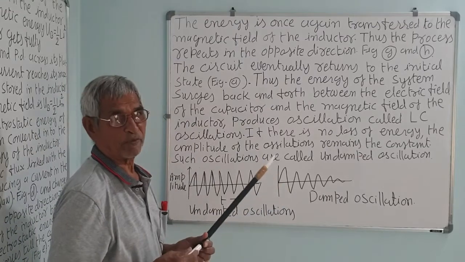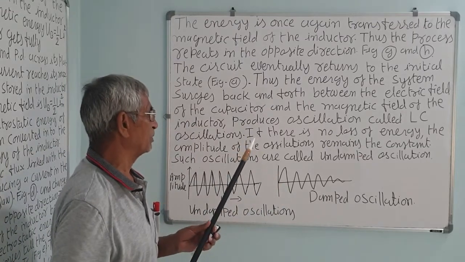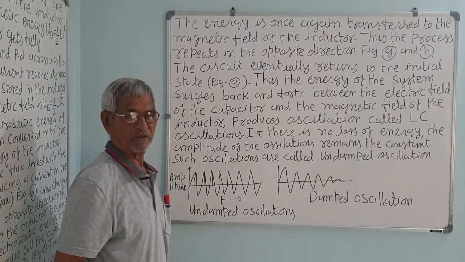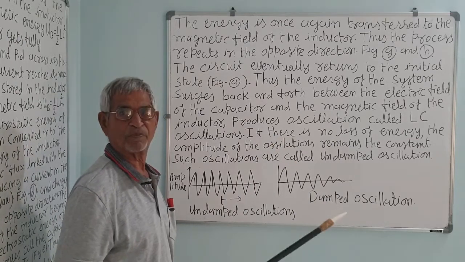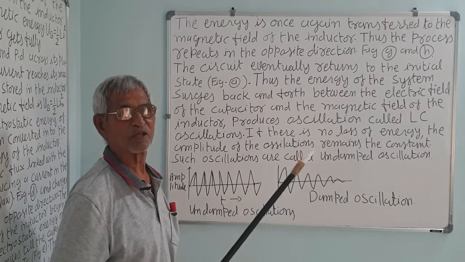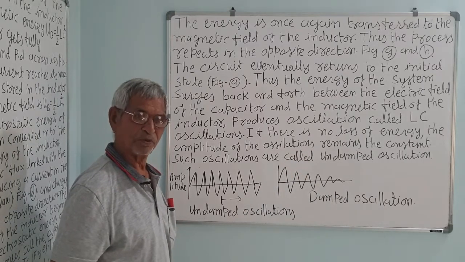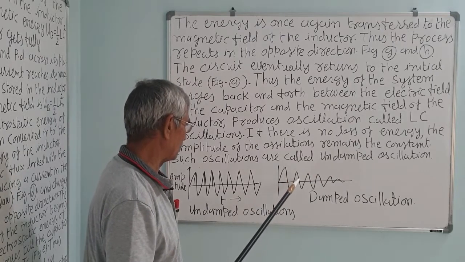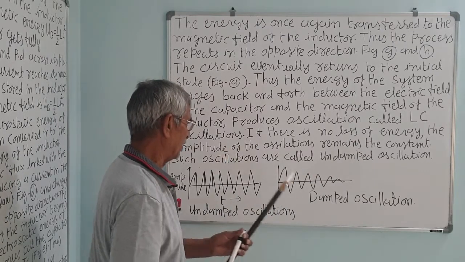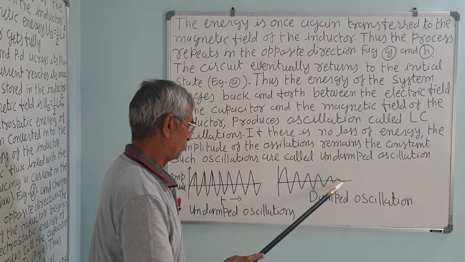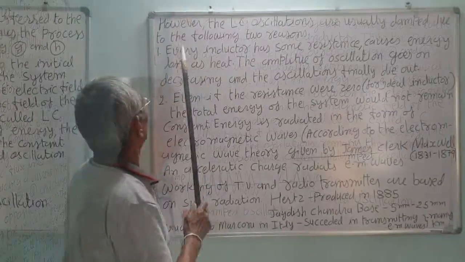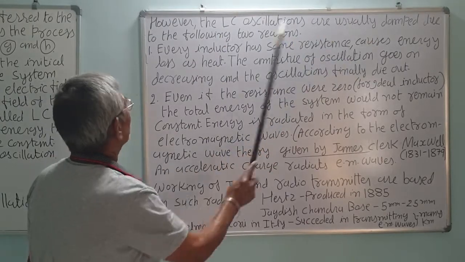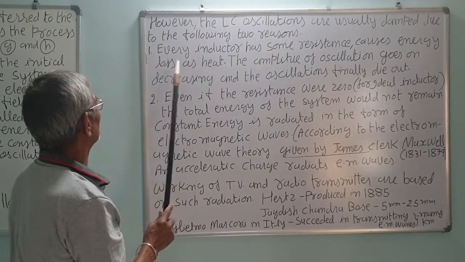If there is no loss of energy... actually there is a loss of energy because there is no pure inductor. We consider it as an ideal inductor, only then we assume that, but it is made of a copper coil and it has some resistance. There is a loss of energy due to heat, Joule's heat we call it. These are the damped oscillations. The amplitude goes on decreasing and dies out. This is damped oscillation. However, the LC oscillations are usually damped due to the following two reasons.